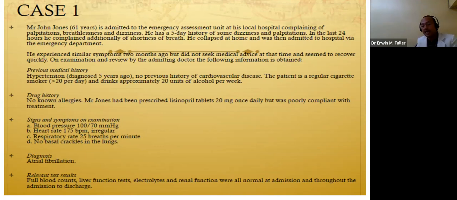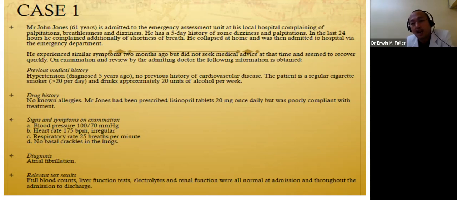The signs and symptoms on examination: the blood pressure is 100 over 70 millimeters of mercury. The heart rate is 175 beats per minute, which is irregular. Respiratory rate is 25 breaths per minute, and no basal crackles in the lungs. And the diagnosis is atrial fibrillation. The relevant test results: full blood count, liver function tests, electrolytes and renal function were all normal at admission and throughout the admission to discharge.